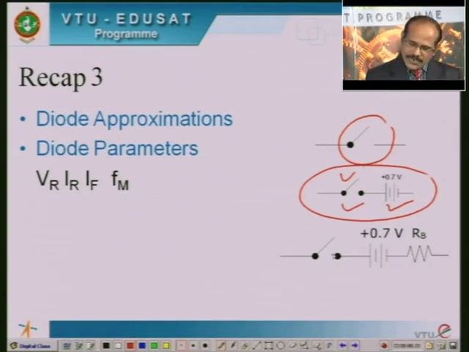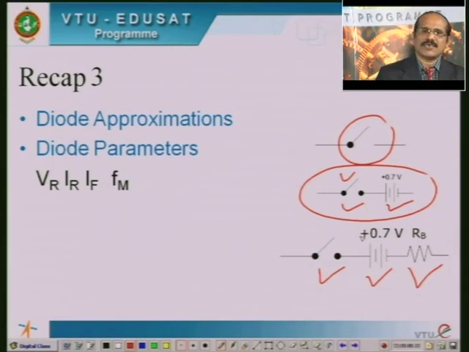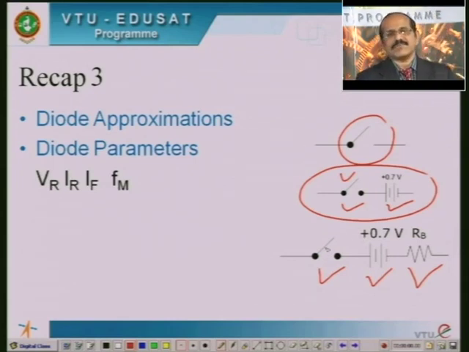Whereas in the third diode approximation, the diode is represented by a switch in series with a 0.7 volts drop in series with the bulk resistance. Once again, when the diode is forward bias, it is represented by the closed switch in series with the 0.7 volts drop, which is in series with RB. Whenever the diode is reverse bias, it is represented as an open switch, once again in series with the 0.7 volts and RB.